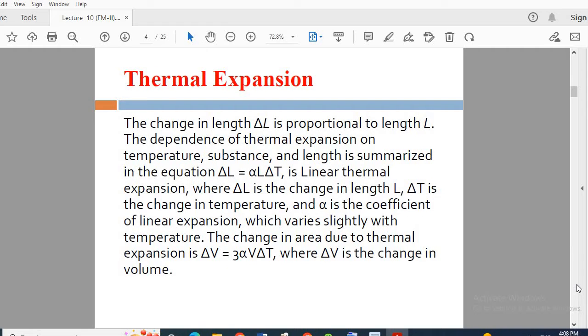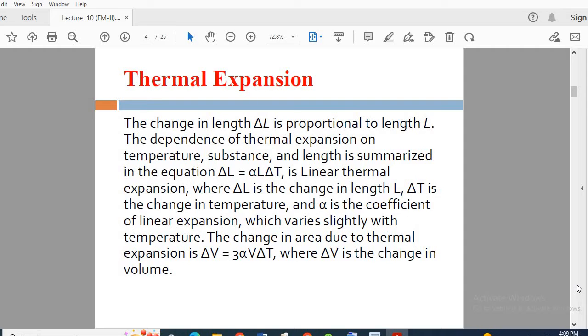Thermal expansion, what is this? The change in the length delta L is proportional to the length L. The dependence of thermal expansion on temperature, substance and length is summarized in the equation delta L is equal to alpha L delta T.